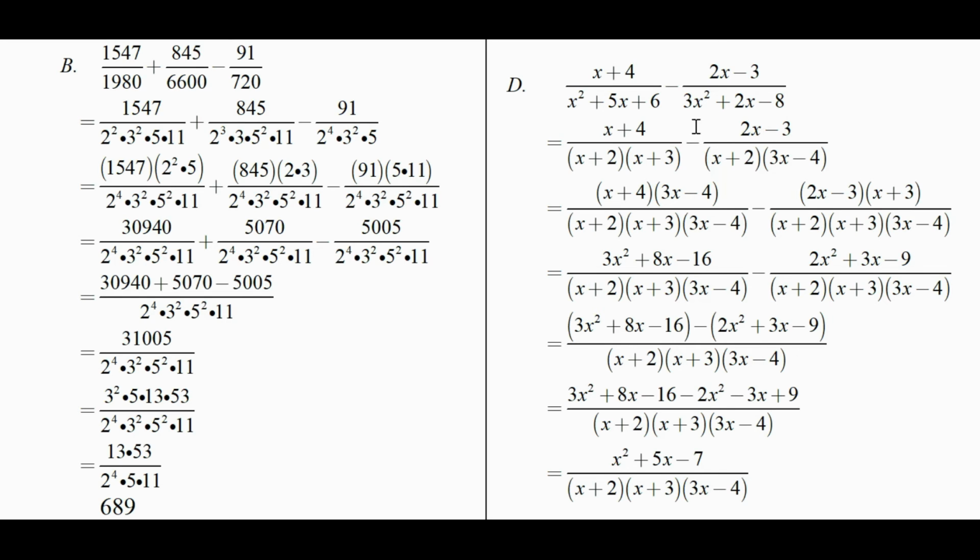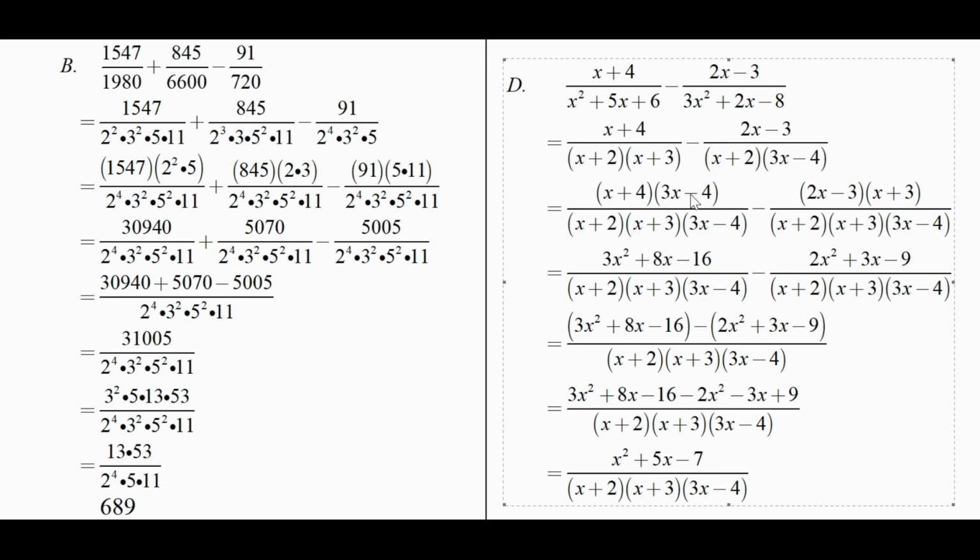We don't worry about the numerators right now. We just factor the denominators. And we factor that. Anti-FOIL factoring is x plus 2 times x plus 3. This one factors anti-FOIL as x plus 2 times 3x minus 4. And then we get our common denominator. It's going to have an x plus 2, an x plus 3, and a 3x minus 4. So multiply top and bottom here by 3x minus 4. Multiply top and bottom here by x plus 3.